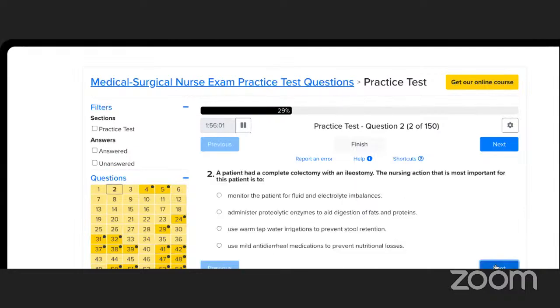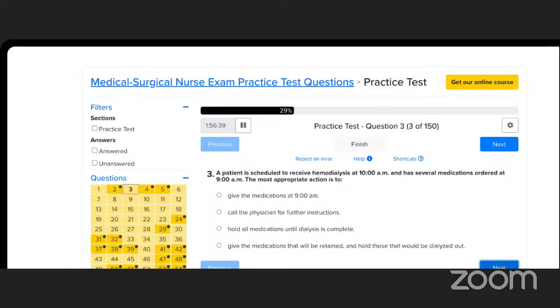All right. Second question. A patient has a complete colectomy with an ileostomy. The nurse action that is the most important for the patient is which one? I'll give you a minute to see which one is the appropriate answer. If a patient has a complete colectomy with an ileostomy, the nurse action that is the most important for the patient is what? I'm gonna go ahead and pick one of them, and then we'll go over it at the end.